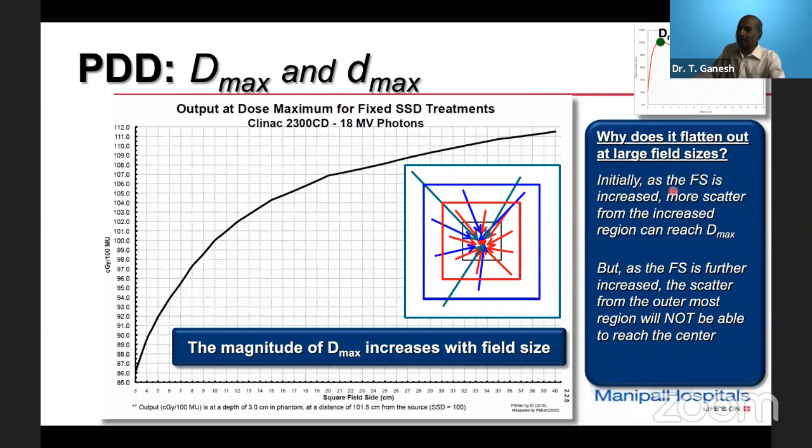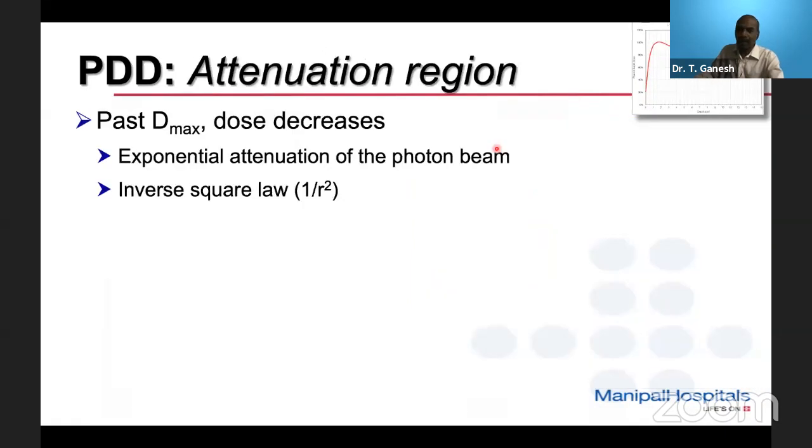Initially, as the field size is increased, more scatter from the increased region can reach the Dmax, but as the field size is further increased, the scatter from the outermost region will not be able to reach the center, and that's the reason why it flattens out.